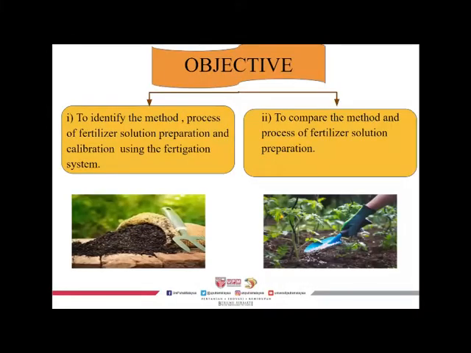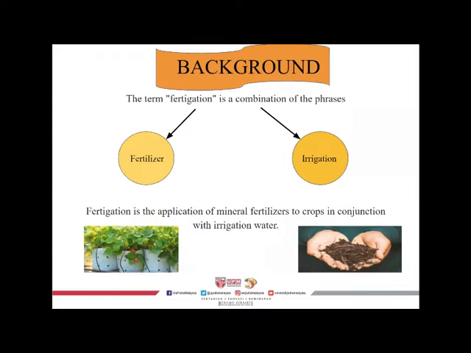I will start with the objective of this topic, that consists of two objectives. The first one is to identify the method, process of fertilizer solution preparation and calibration using the fertigation system. And the second one is to compare the method and process of fertilizer solution preparation. Next, I will proceed with the background topic.